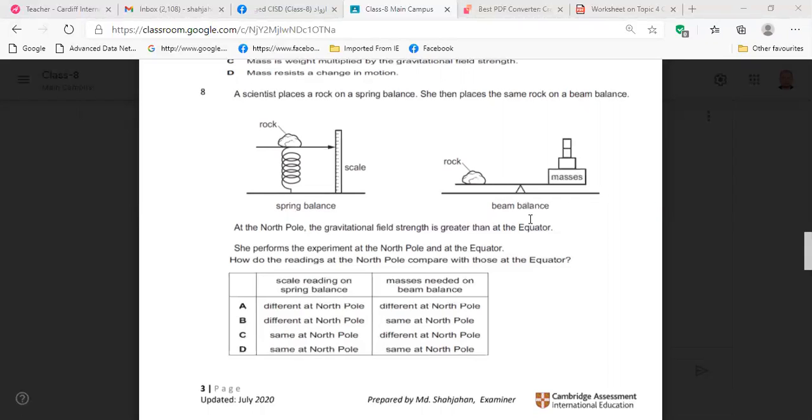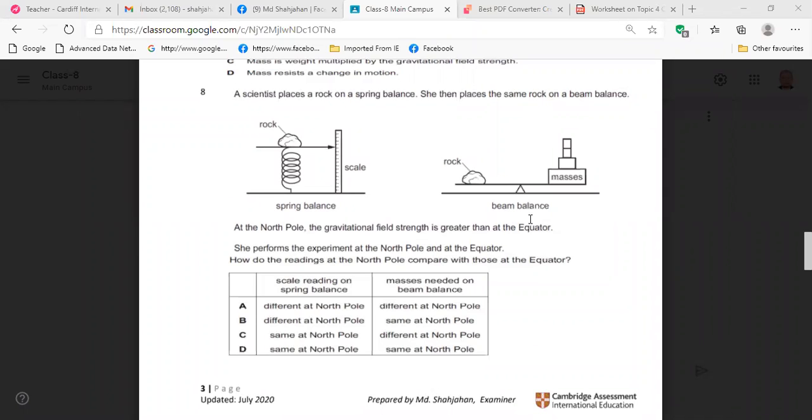Sir, I think it is B. Okay, so Anmol is saying B, then Lamisa is saying the same, then Adrita, what are you saying? Adrita, what's your answer? My answer is B. So all of you are getting the same answer, right?